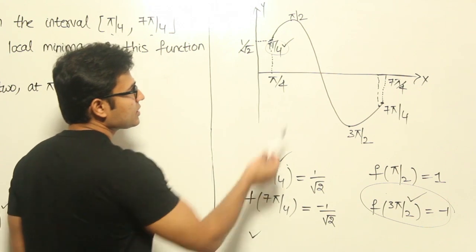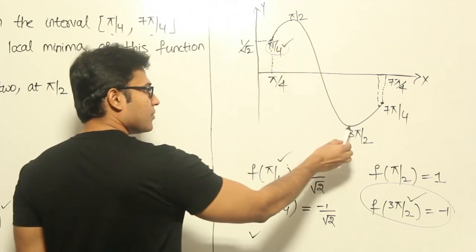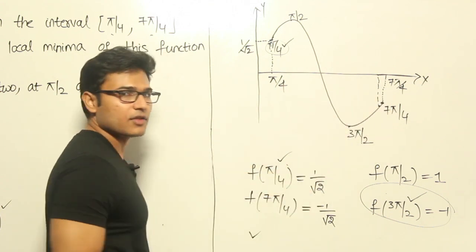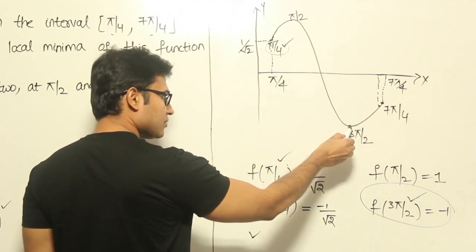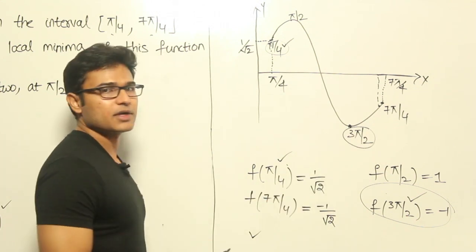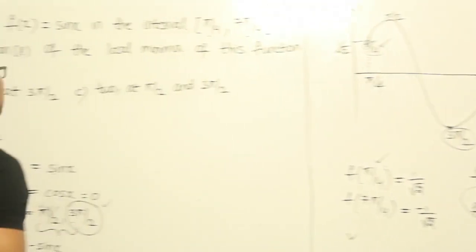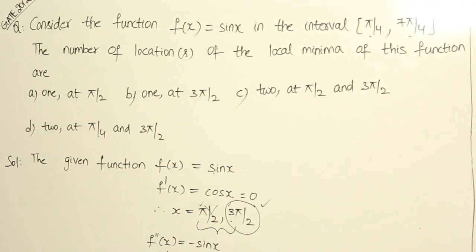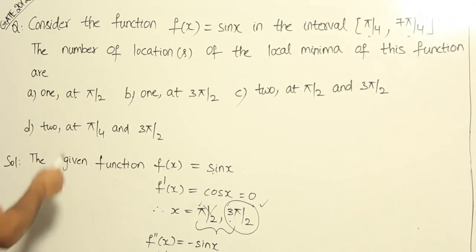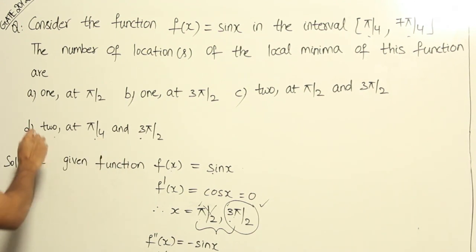And again, if you see this, from here to here it is strictly decreasing, and again from here it is strictly increasing, right? Therefore at this point the increasing behavior has started, and so you can say that this is again a local minimum, right? That is one other way of looking at it. Now look at the answers. Pi by 4 and 3 pi by 2 is the answer, right? Two local minima, at pi by 4 and 3 pi by 2. Therefore D is the answer.